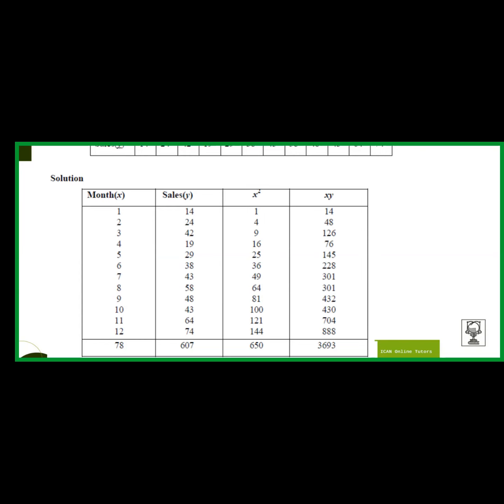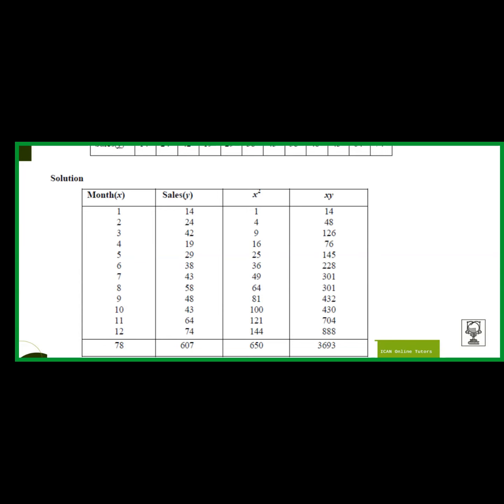So give me the listing of the totals. X total is what? 78. Y total is what? 496. We corrected it that time, right? Yes. 496. So X squared is what? 650. XY is what? 3,856. Exactly. So we are going to use the correct figures.